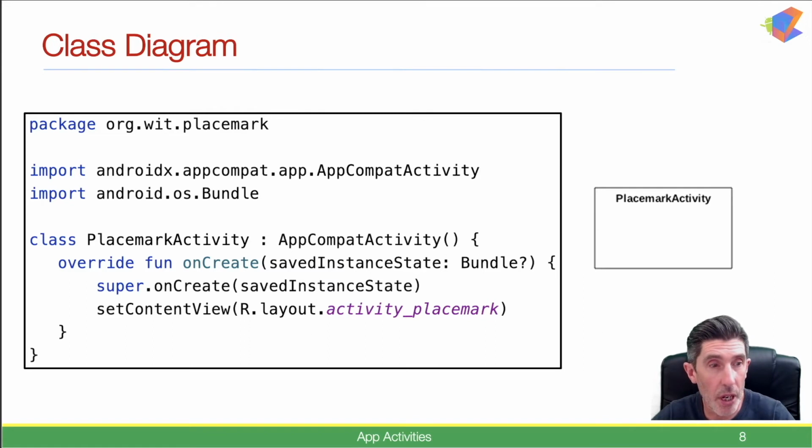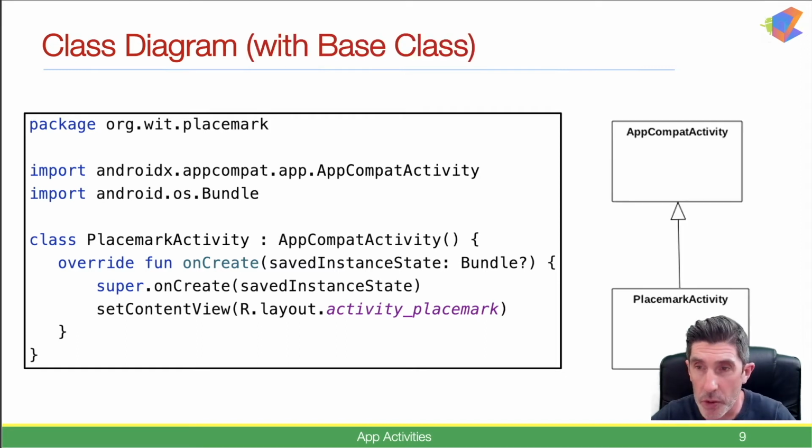So in terms of the class structure, this is what we're looking at. Initially we have our placemark activity, but if we now bring in the immediate superclass, which is AppCompatActivity, I'm just going to hide myself there for a second.